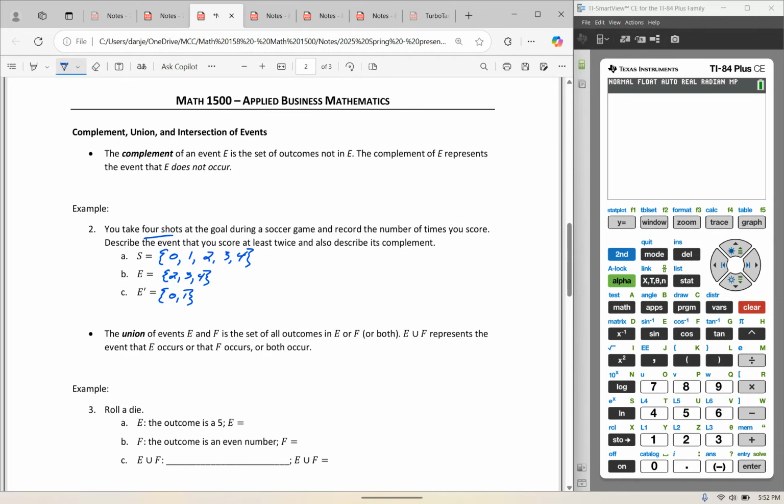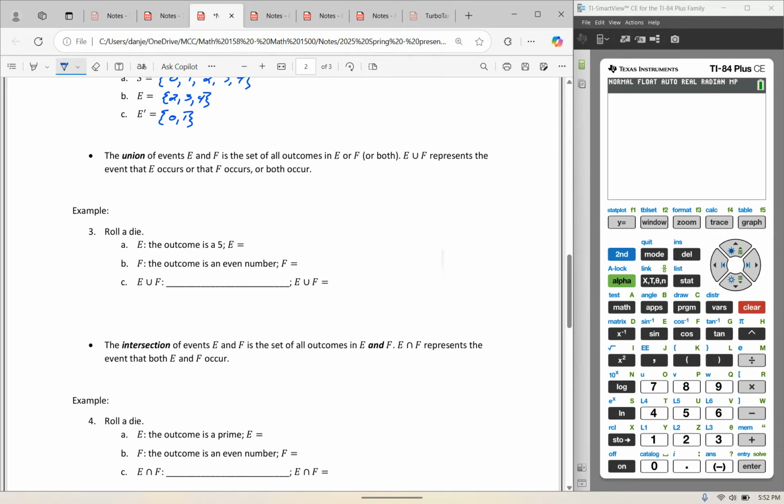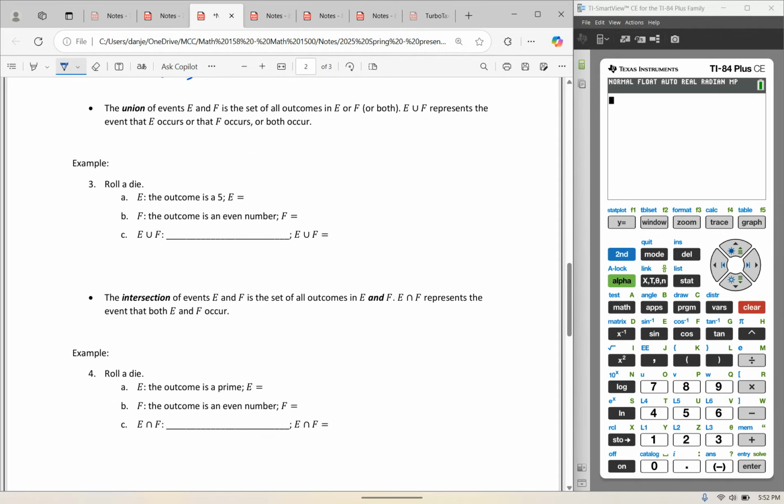Again, fairly simple. Union, we've talked about union and intersection in the past. The union is the set of all outcomes that are in E or F or both. And again, we have that E union F symbol. So let's look at an example. I roll a die. E, the outcome is a 5. So E would be that the outcome is a 5.